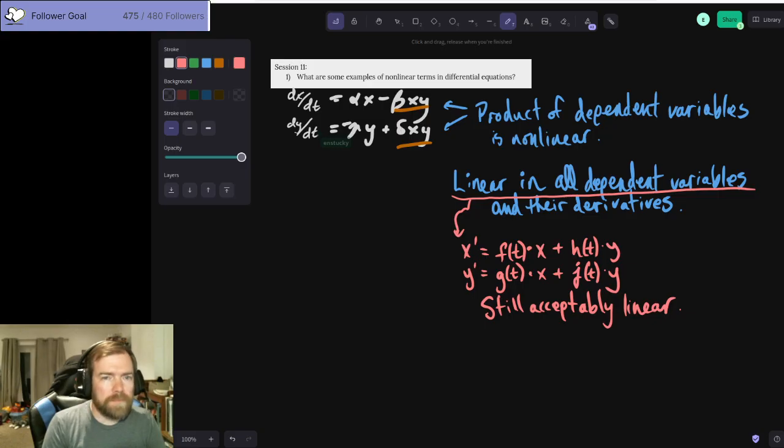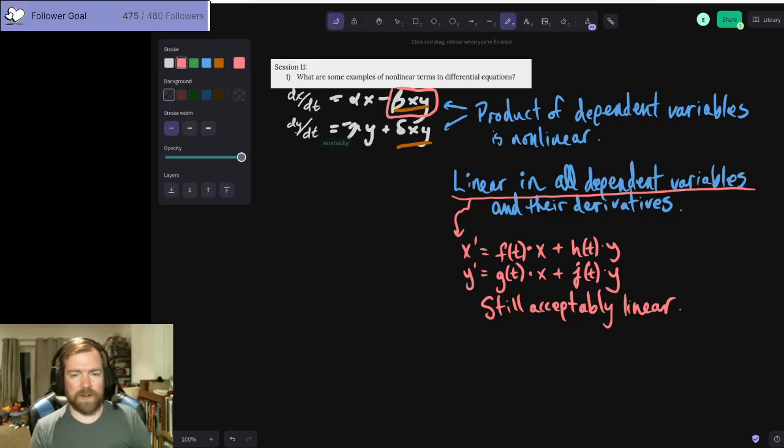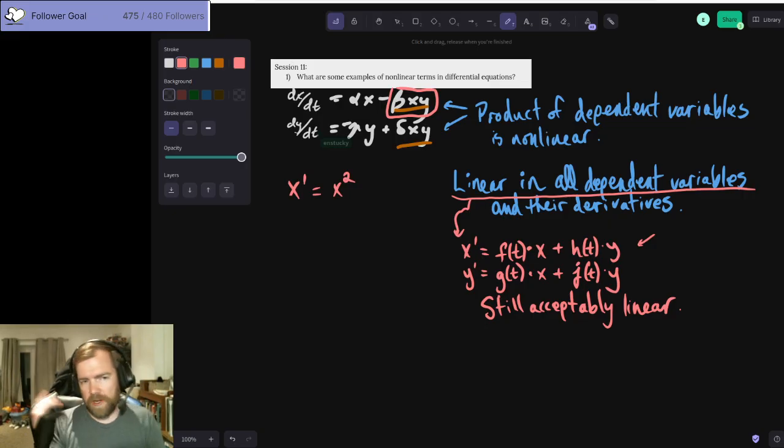Okay, so we have nonlinear terms like a product of x and y, and we still have those that are acceptably linear, where we have, again, functions of t multiplied by each of our x's and y's separately from each other. We also have stuff like x prime is equal to x squared, which is going to be nonlinear. This one is at least nice and easy because it's a separable differential equation, so we don't have to stress too hard about it.